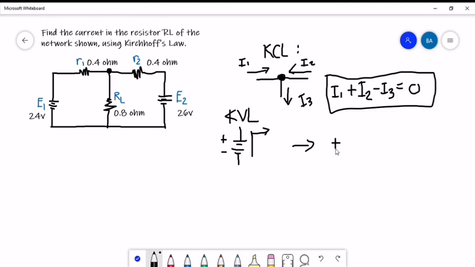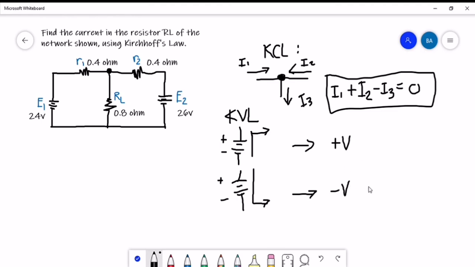If the loop enters a positive terminal and leaves the negative terminal, so if we have a voltage source like this, and your loop goes like this, we have a positive here and a negative here. It enters in the positive terminal and leaves in the negative terminal, so this voltage source is negative V.